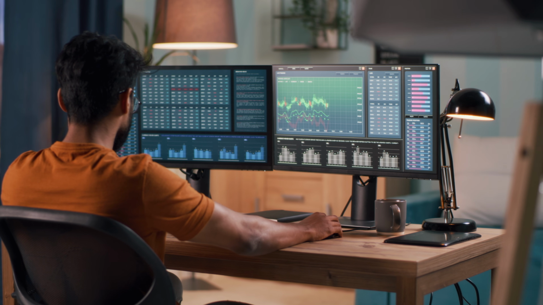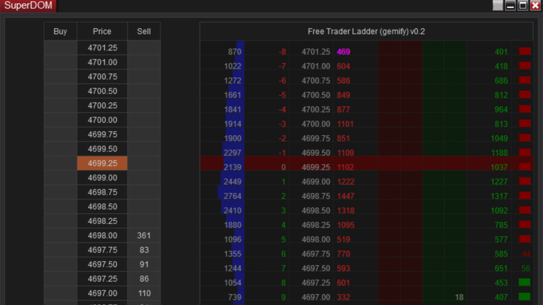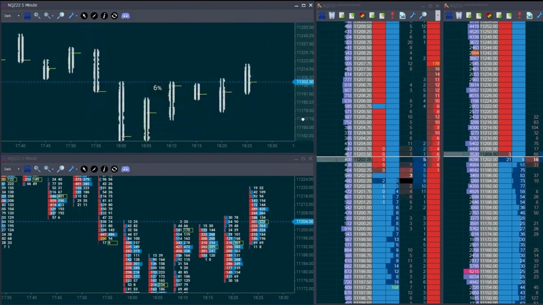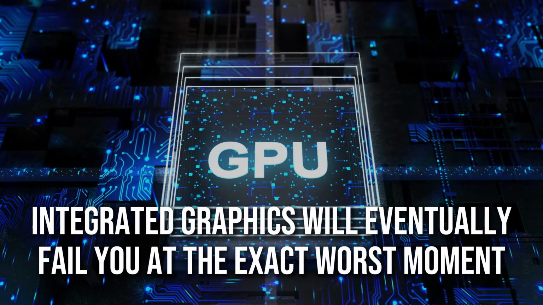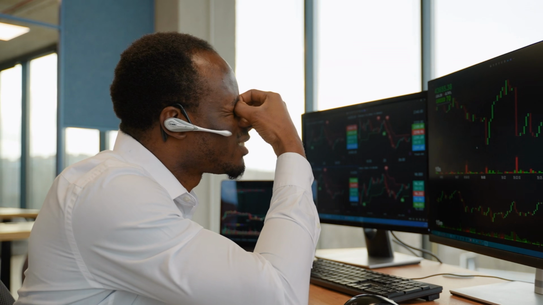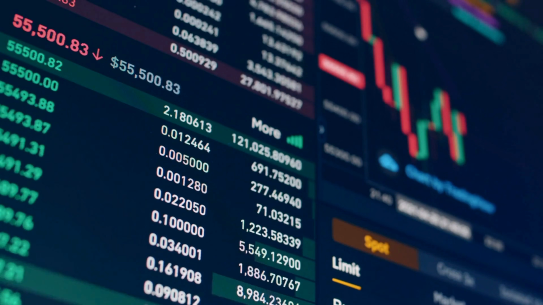So let me leave you with the big picture, because this is bigger than just Bookmap. If you're running any platform that renders in real time, Bookmap, Sierra Chart's Dome, NinjaTrader Superdome, Jigsaw trading, multi-monitor chart walls, integrated graphics will eventually fail you at the exact worst moment. It's not a question of if, it's a question of when. And it always happens during the biggest move of the day, because that's when the data load is the heaviest. The market punishes weak hardware at the precise second you need it to work.